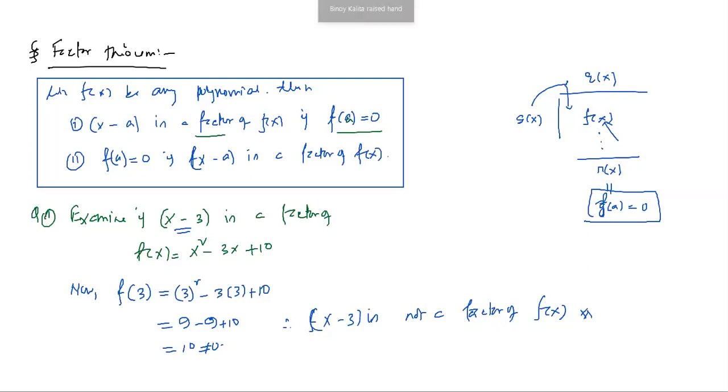Okay, so I'll go to the next board for another question. Next question, right? So you see, find the value of a.